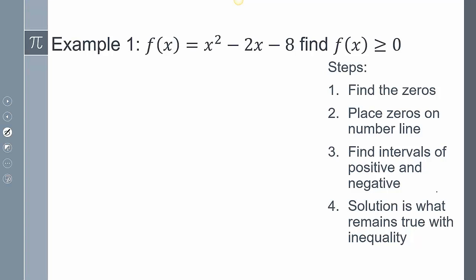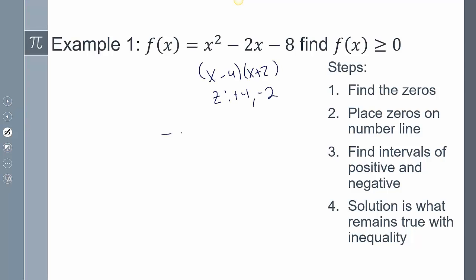Now this first example says f of x equals x squared minus 2x minus 8. Find my function being greater than or equal to 0. And so we need to find where it crosses the x-axis, so we're finding the zeros of my function. Because this first example is a basic quadratic, I could easily factor this into x minus 4 and x plus 2, which means that my zeros are going to be positive 4 and negative 2.